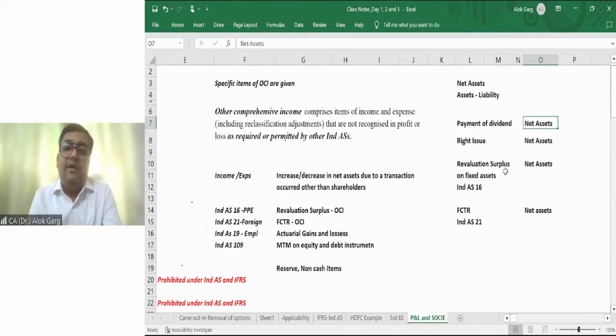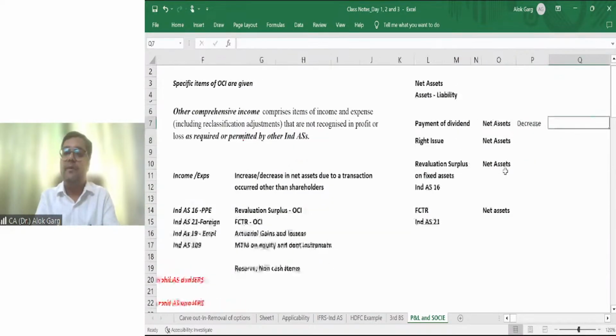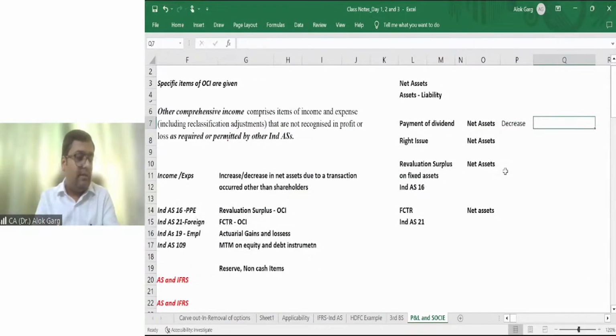Payment of dividend. When you pay dividend, whether your net assets will increase or decrease or nothing. Of course, it will decrease. Why? Because your cash will go out, because your retained earnings will go down. So your net assets, your assets minus liability, will decrease.